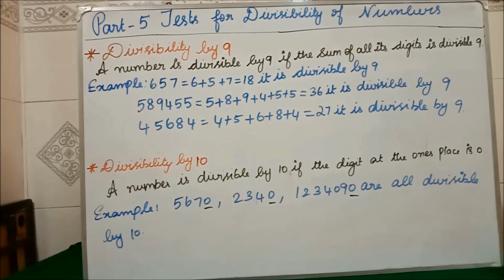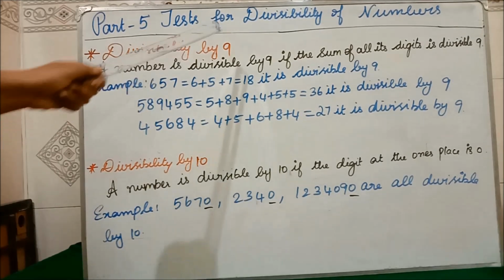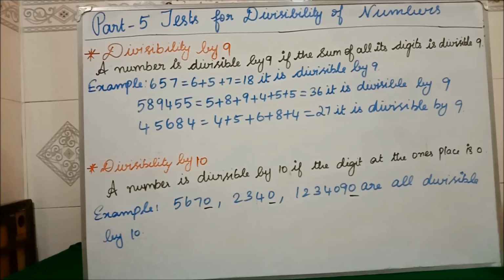The divisibility by 9 condition is the same as divisibility by 3. The divisibility by 3 condition is what? We have to do the sum of all the digits. If the sum is divisible by 3, then the full number is divisible by 3, isn't it? The same condition is for divisibility by 9. You have to do the sum of all the digits; if that sum is divisible by 9, then the full number is divisible by 9. A number is divisible by 9 if the sum of all the digits is divisible by 9.